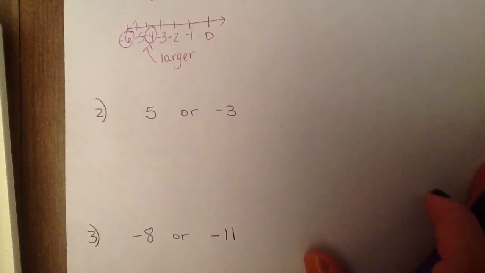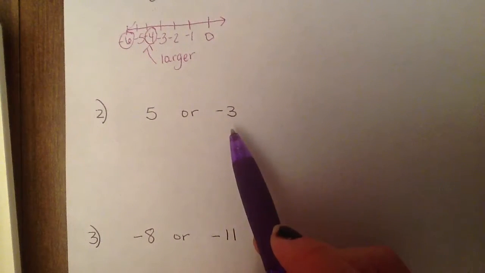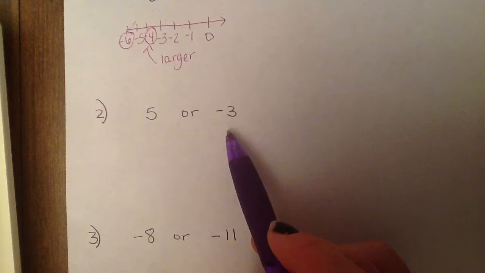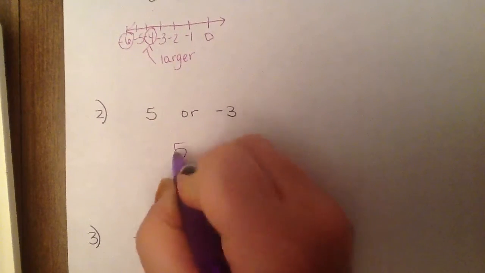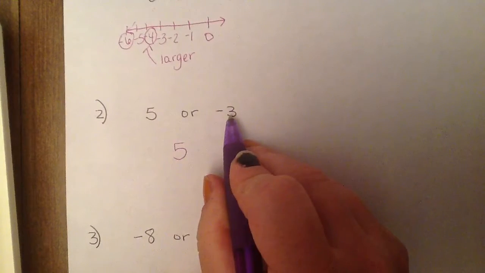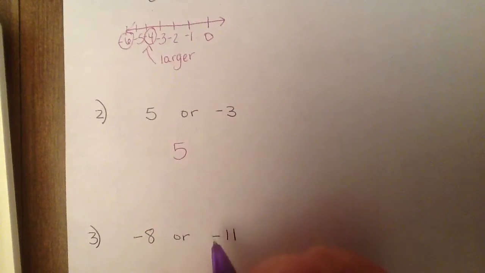Let's look at our next one, 5 or -3. Which one is bigger? Exactly. 5 is our biggest number. 5 is larger than -3. A positive is always larger than a negative.